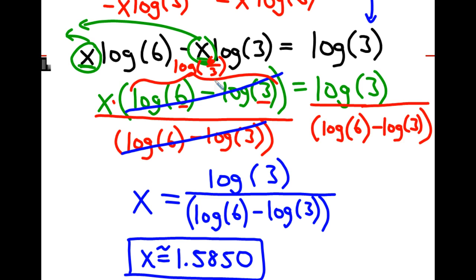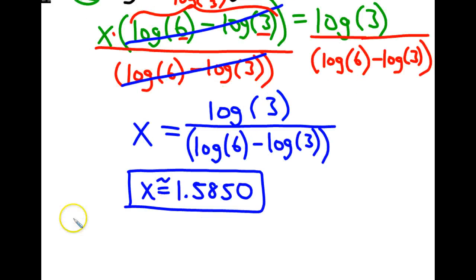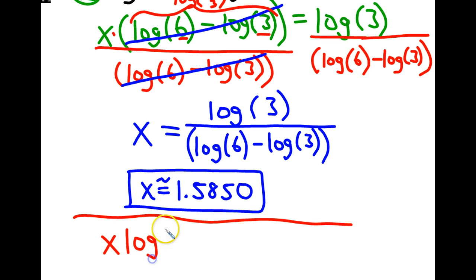So then my equation would look like this. I'm going to show you down here. I'd have x times log base 10 of 2 equals log base 10 of 3. And that's a lot cleaner than the way we did it, right?